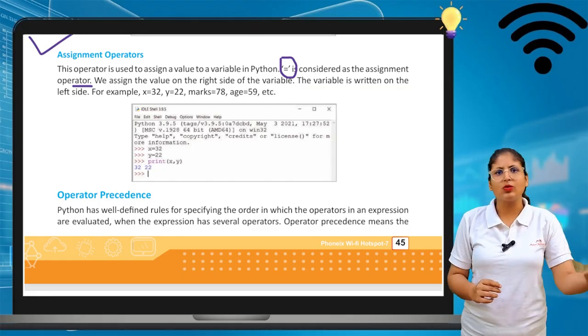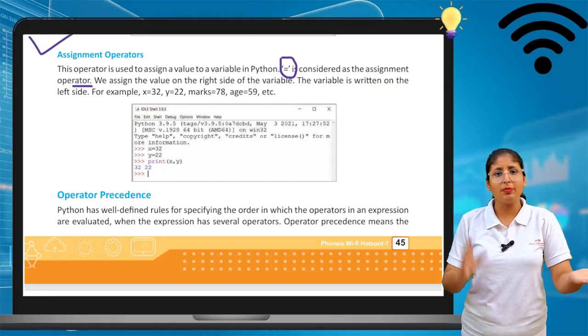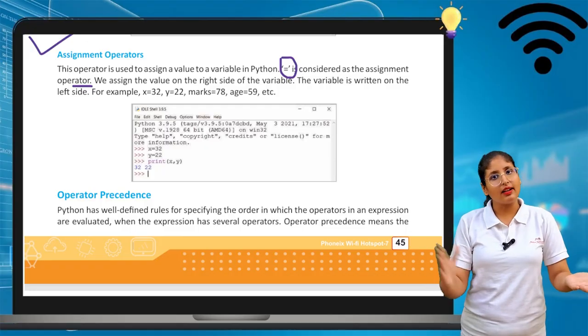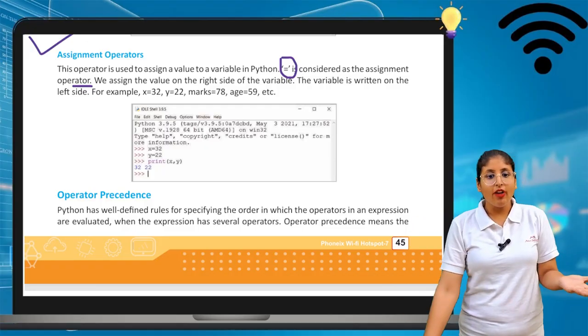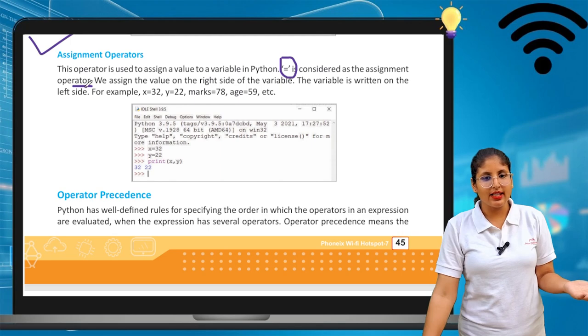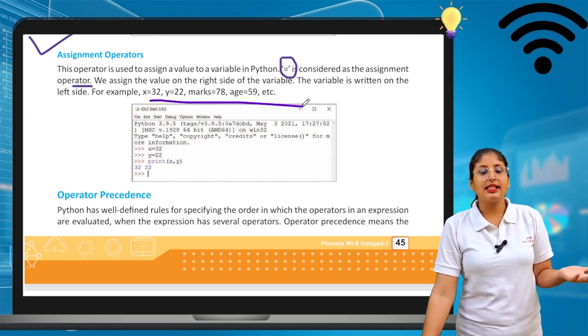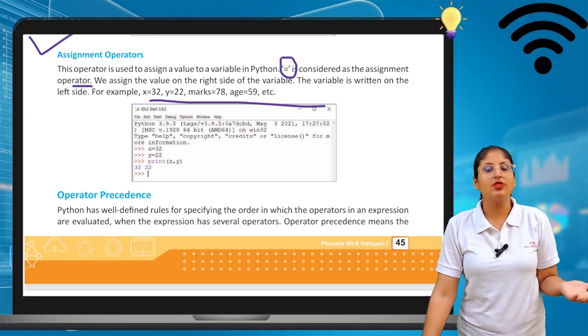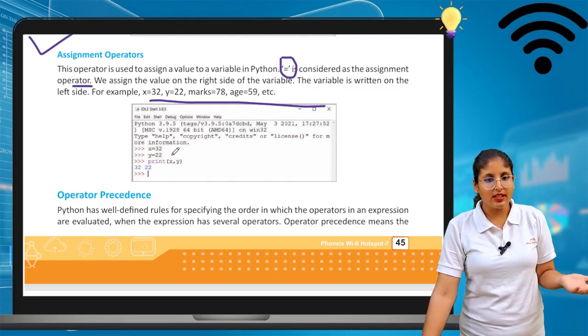Of course, variables x, y, z, a, b, c are written on the left hand side, but the value or the numbers are written on the right hand side. For example, x is 32, y is 22, marks is 78, and age is 59. See, everything is mentioned like this. Then we can see the result of it.